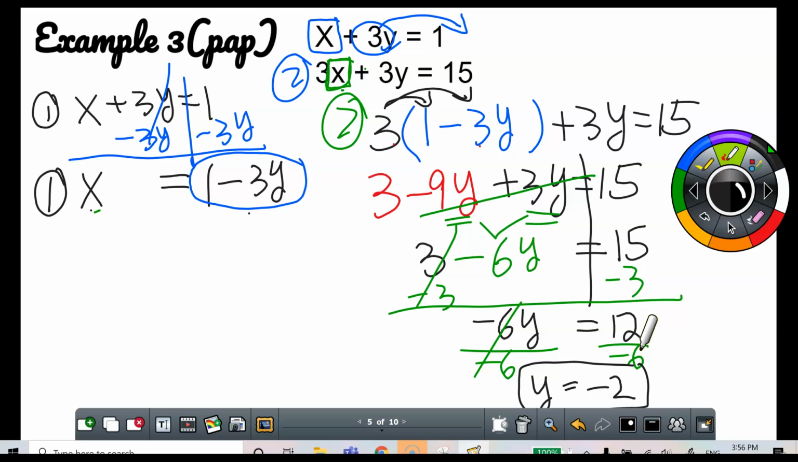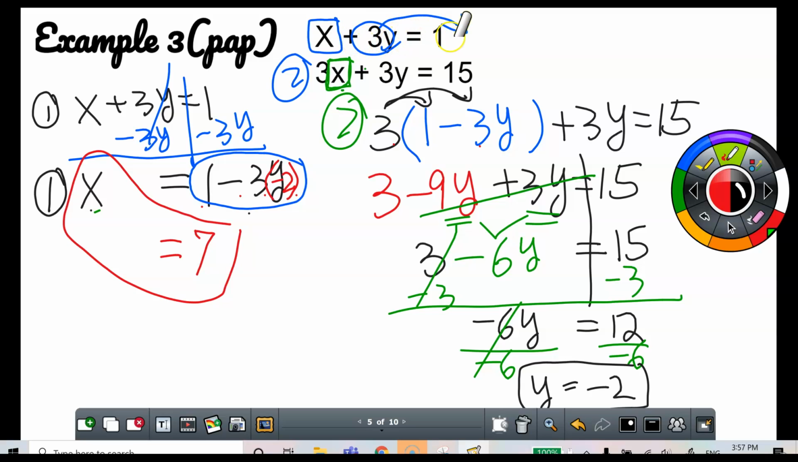When we have y equals negative 2, plug it back into the first equation. It tells you x equals 1 minus 3y, and you know y is negative 2, so plug in negative 2. So it equals 1 minus 3 times negative 2, which gives us positive 7. So x equals 7. Okay? So if you don't, at the beginning, have something that can be represented by the other thing, you create it by rearranging the places of your equation. Okay.